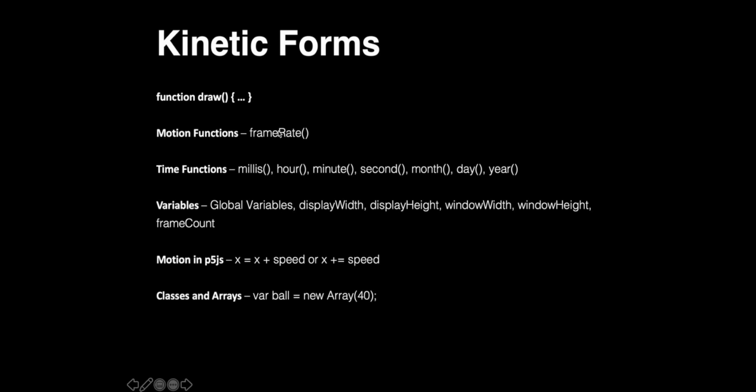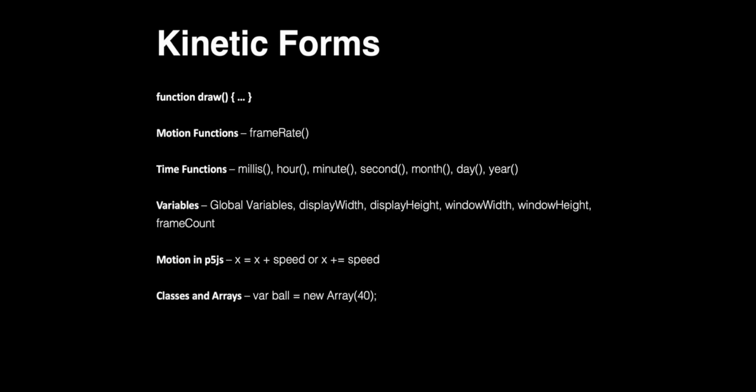We're also going to be playing around with the frame rate function. We're going to play around with time functions. There's a function for milliseconds, hours, minutes, seconds, months, days, and years. There's a few variables that we're going to be using today as well. We're going to be talking about some global variables like display width and display height, window width, window height, and frame count.